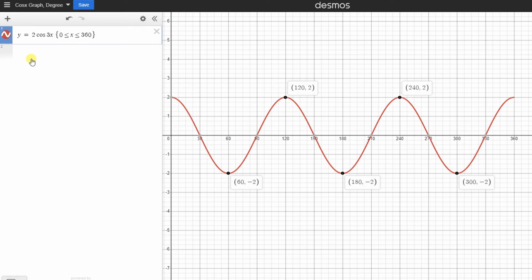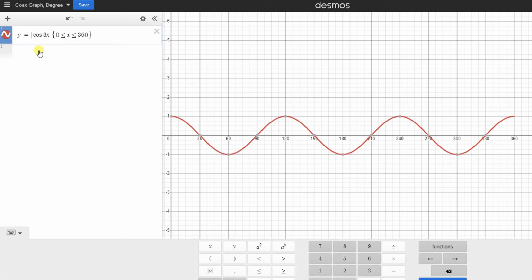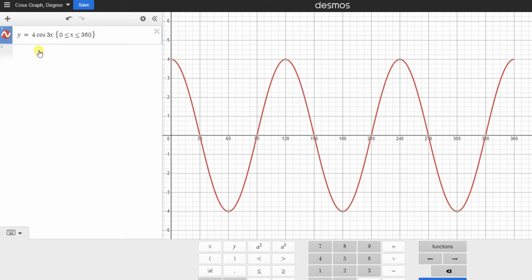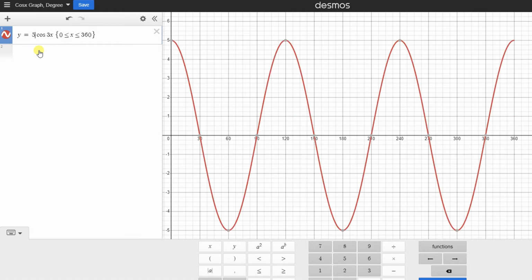So instead of 2, if I write just 4, see the amplitude changes. Without anything, the amplitude is 1. If I write 4, the amplitude goes from 0 and stretches to 4. If I write 5, then it stretches to 5. Hope you understand how it is working. Vertically it goes from 0 to 5.